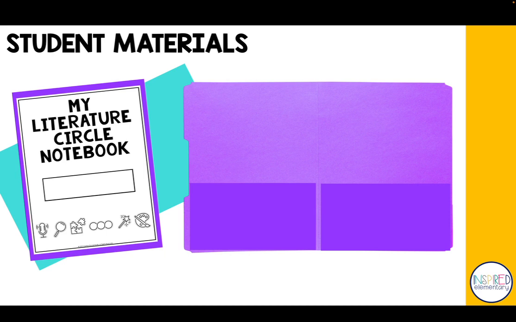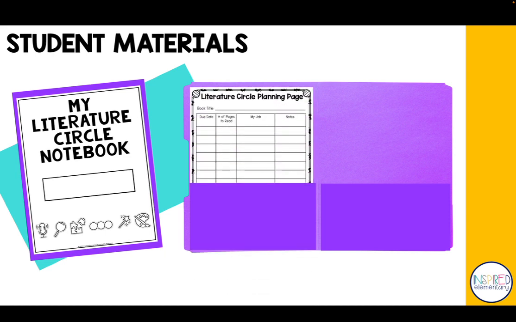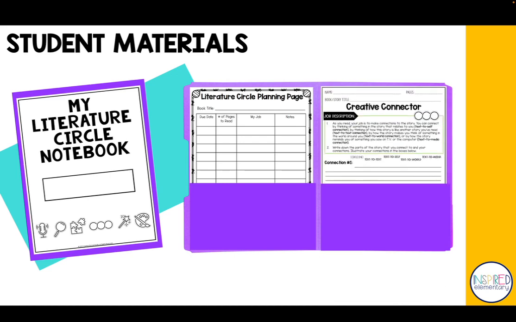When you start your literature circles, you will definitely want your students to keep some sort of literature circle notebook. You can use a 2-pocket folder or even just have a packet stapled together. I use a 2-pocket folder and laminate them at the beginning of the year. There is a cover page on the front of the folder like you see here, and then on the inside pocket, students keep their student planning page. The right pocket holds all of their completed job sheets, and at the end of the book, students staple them all together and turn them in for a grade.